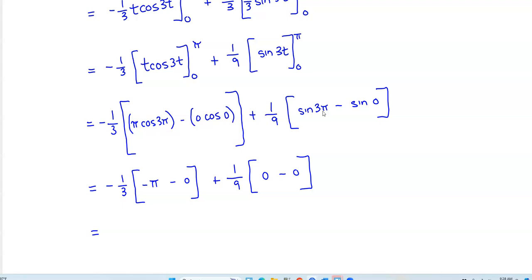So we have negative 1/3 times negative pi, which is going to be pi over 3. And the other term is going to give us 0. So the answer is going to be pi over 3.